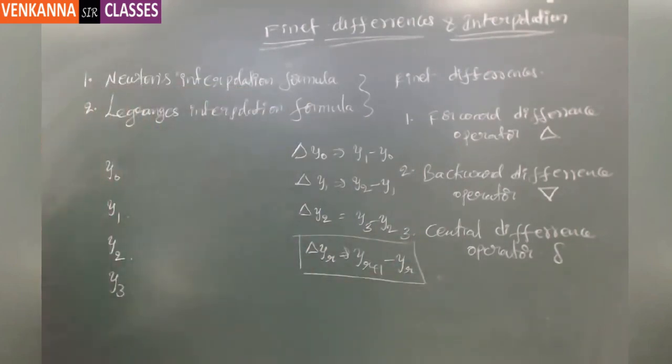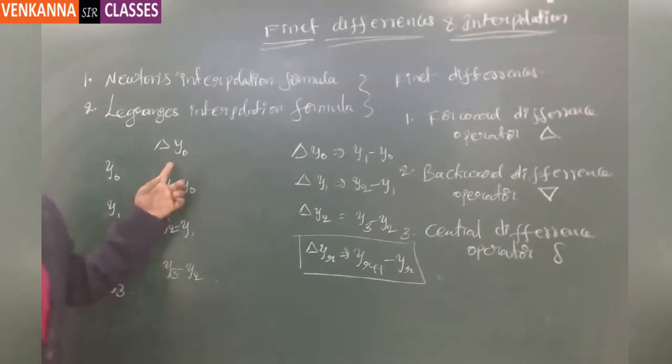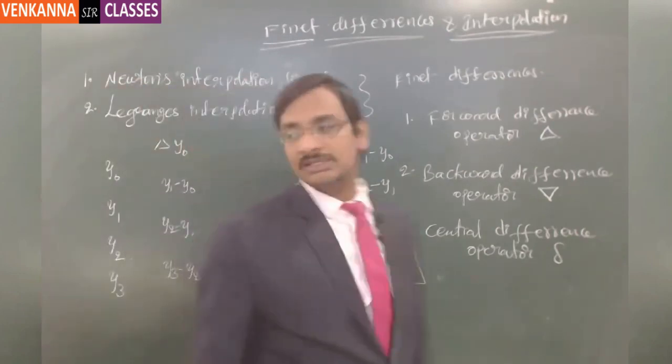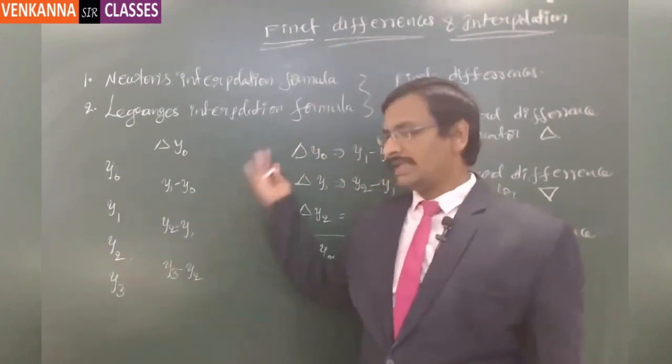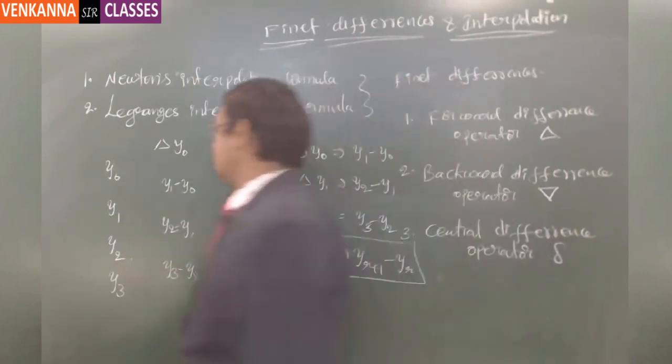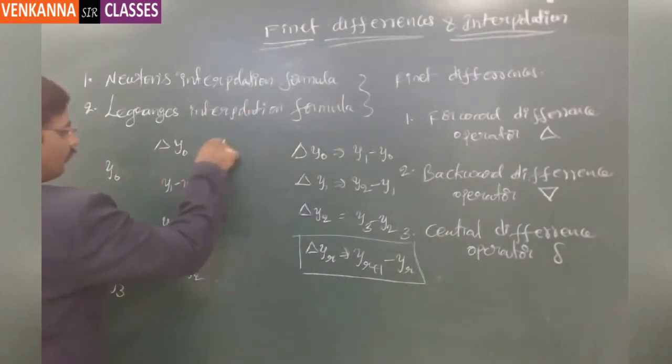And for this particular set of data, if you want to find delta y0, this is going to be y1 minus y0, and this is y2 minus y1, and this is y3 minus y2. So this is how you will be finding the difference of the values, which we call the forward difference, for the set of data of these y values. Similarly, the second level of the operator, that is delta square of y.